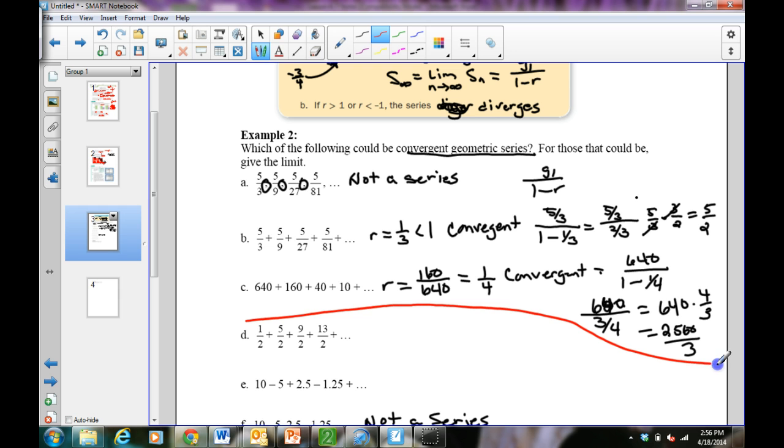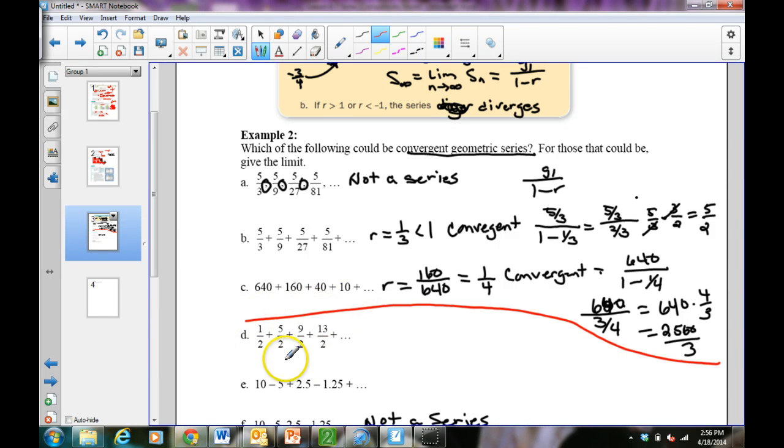It's the actual horizontal line. It's the y value. It's the y asymptote. What number? 2560 over 3.